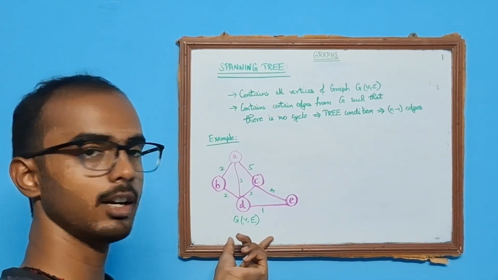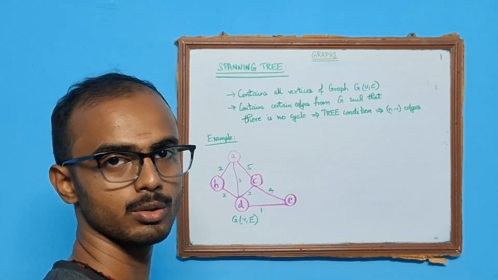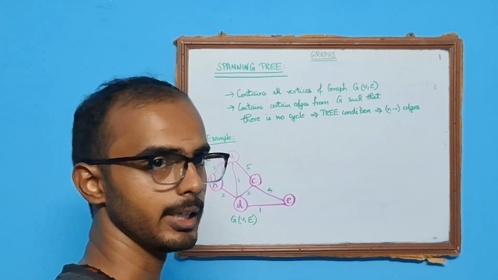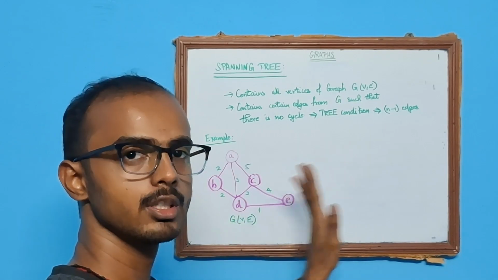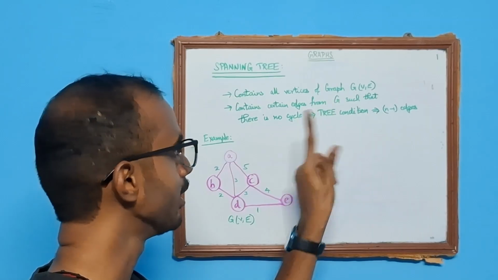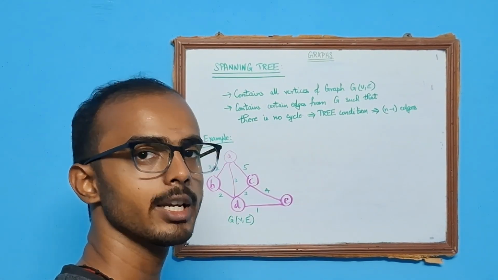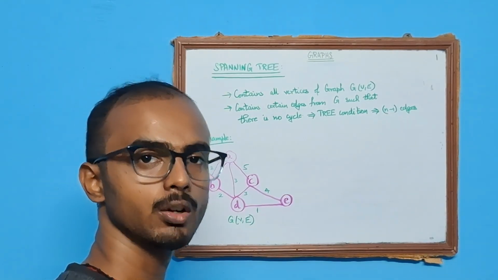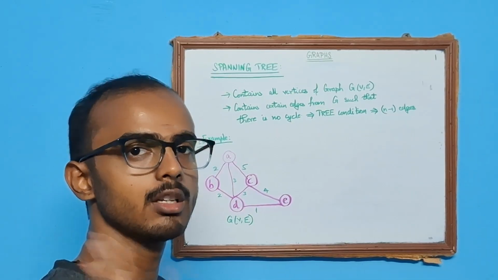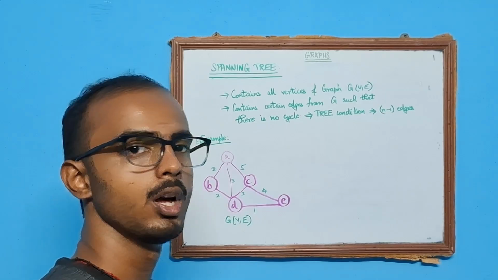Let us define the graph (V, E), and these are the two conditions that the spanning tree should satisfy. The first condition is that it should contain all the vertices of (V, E). Next, it contains only certain edges from G such that there is no cycle. That means there is no cycle in the spanning tree, but it should contain all the vertices. And there should be n minus 1 edges, because if there is no cycle, it satisfies the tree condition, and the number of edges should be equal to n minus 1.